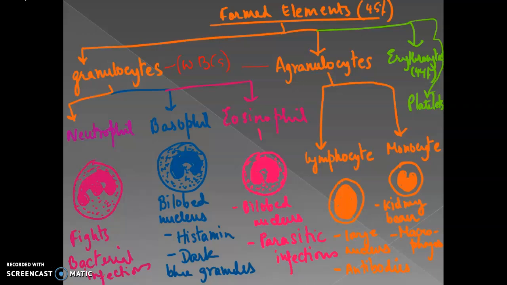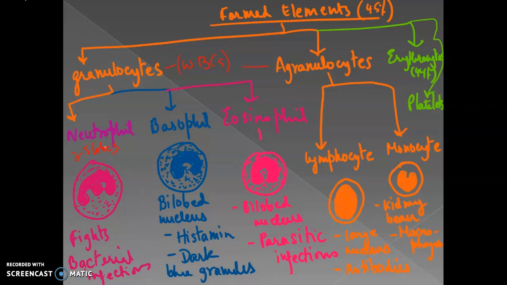Okay, the first granulocyte we will talk about is neutrophil. If you see here, I have drawn out a neutrophil for you. Remember, a neutrophil has 3 to 5 lobes of the nucleus. Neutrophil fights bacterial infections mostly, and it has some pinkish or reddish type of granules in the cytoplasm. That's all you need to know about neutrophil.